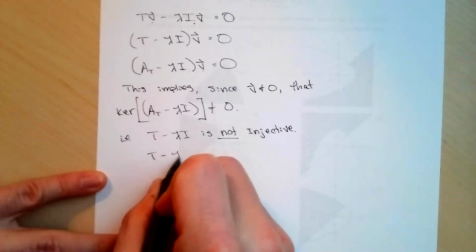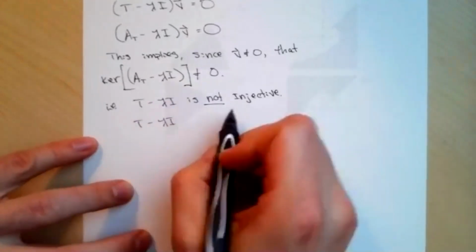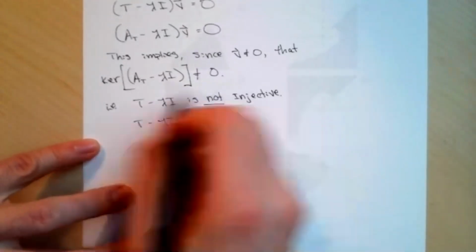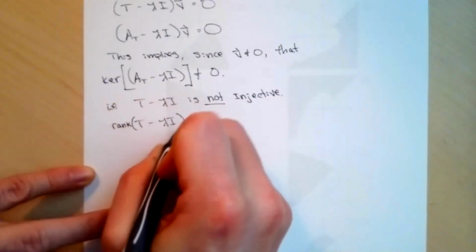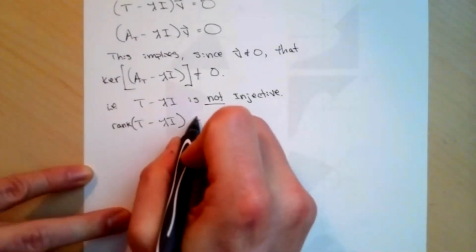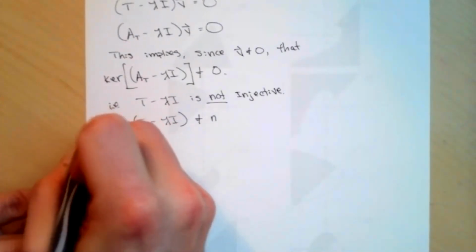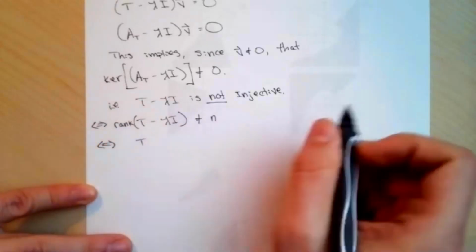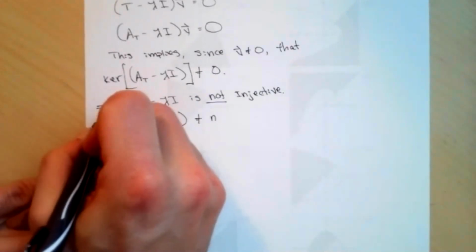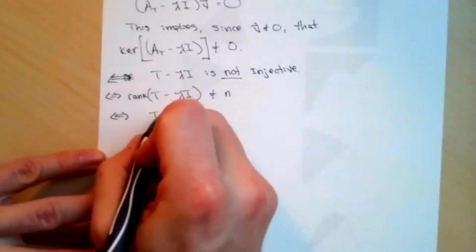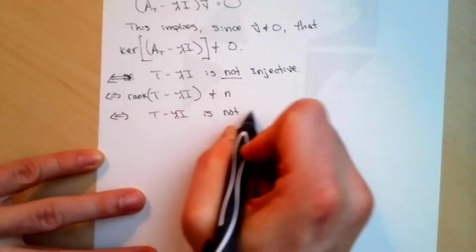Other equivalent statements: T minus lambda I. So whether you want to use T or the matrix, same thing in description. T is not injective. Then what does that mean? That means the rank of T minus lambda I is not equal to n. It also means, so let's put these double arrows, since all of these imply the same thing, that T minus lambda I is not invertible.